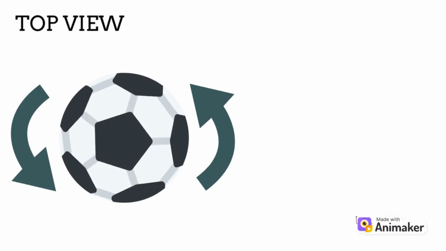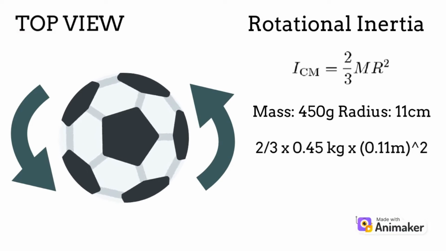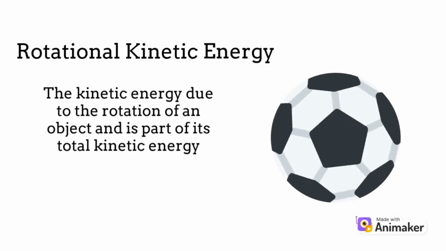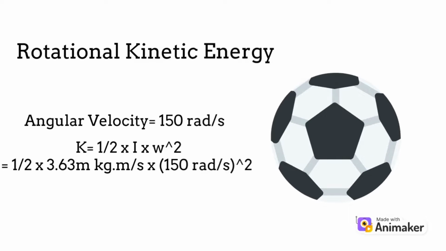Rotational kinetic energy possessed by the soccer ball keeps it rotating, and it is directly proportional to the rotational inertia and angular velocity. Assuming the ball has a rotational inertia of 3.63 kg per meter square and a boy spins it with an angular velocity of 150 radians per second, the ball will possess a rotational kinetic energy of 40.8 joules.